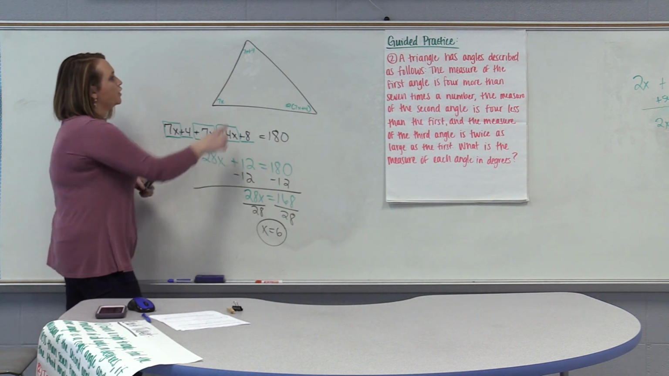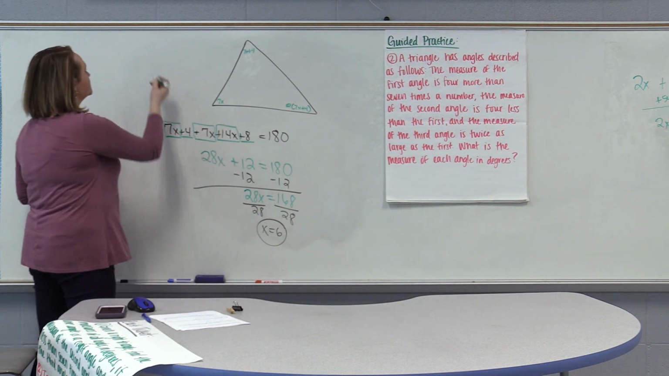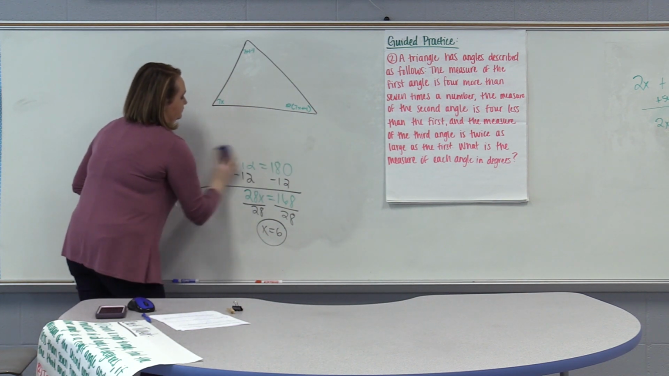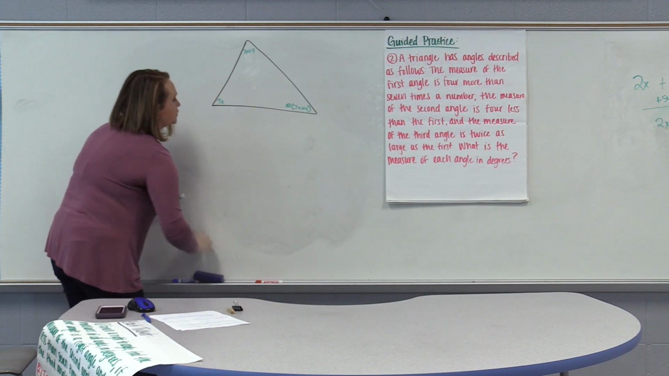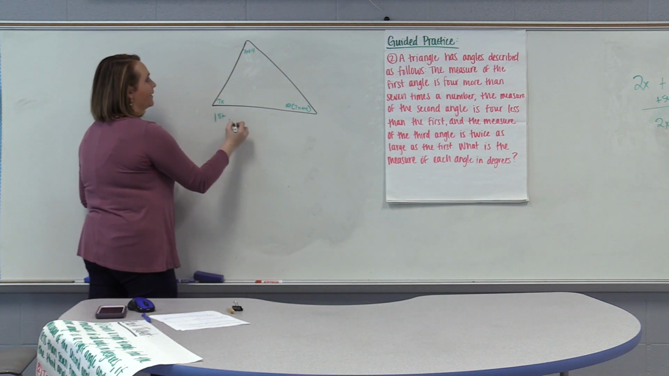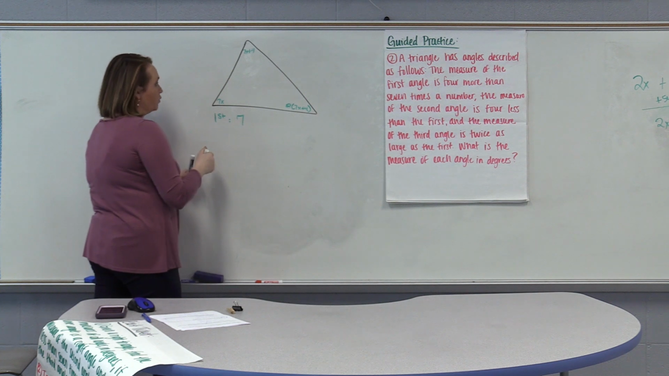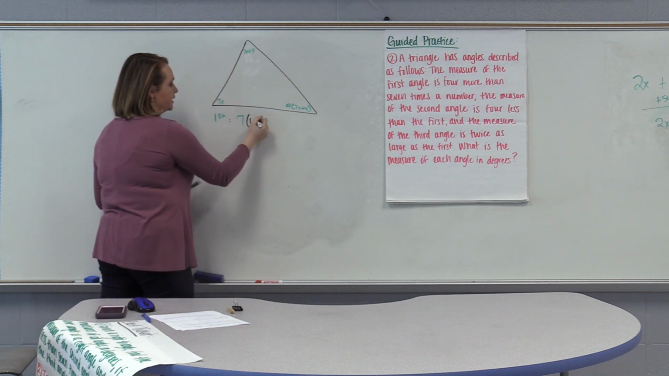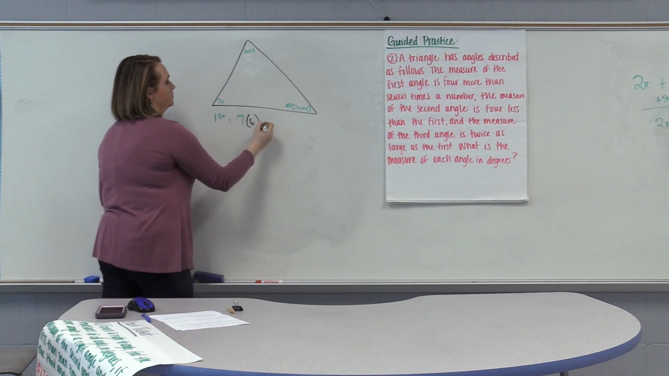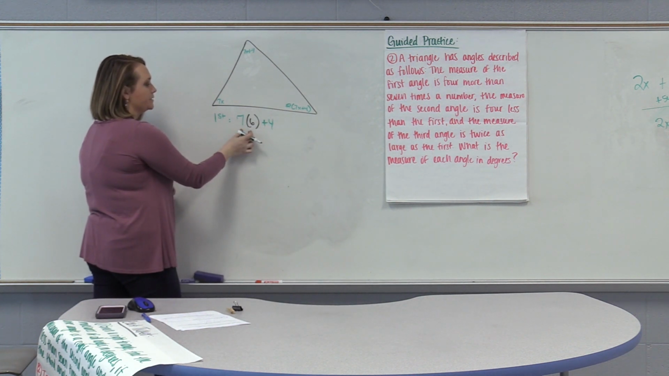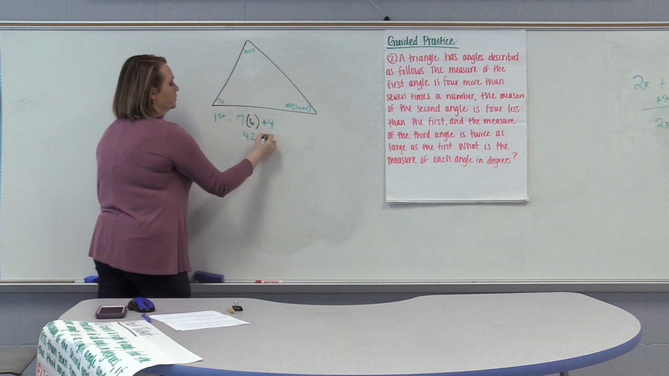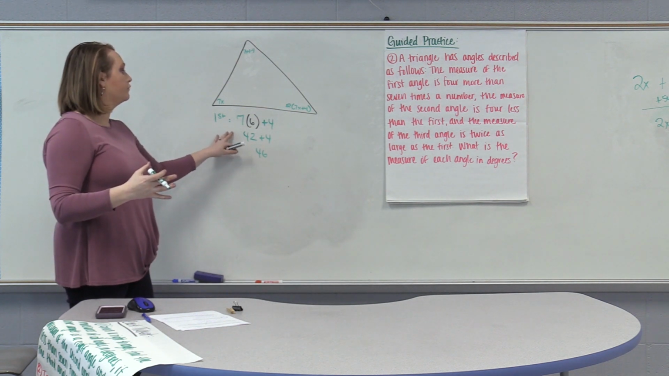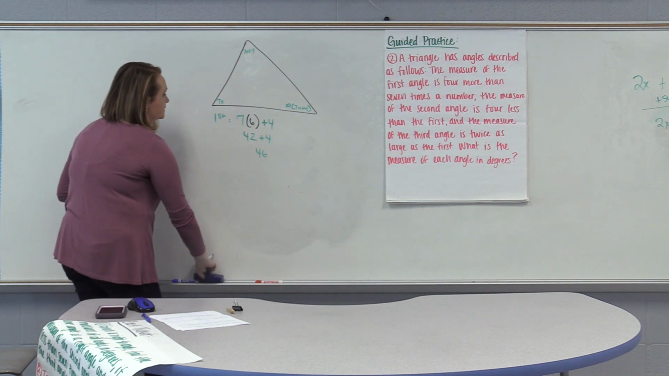So, I'm going to start with my first angle. The first angle was represented by 7x plus 4. I know that x is equal to 6. 7 times 6 is 42. Plus 4 is 46. So that tells me that the measure of the first angle is 46 degrees.